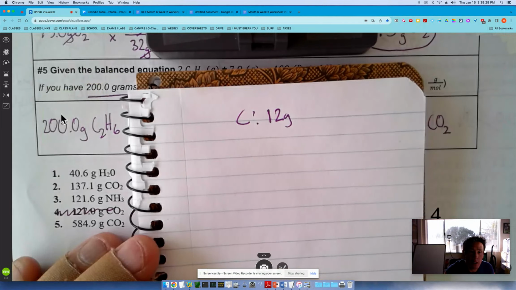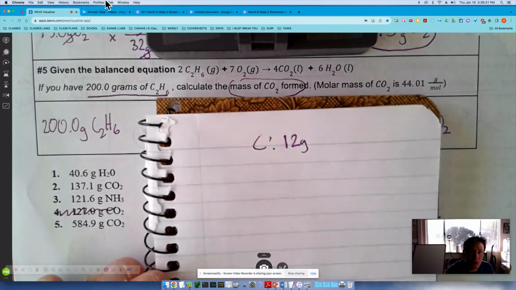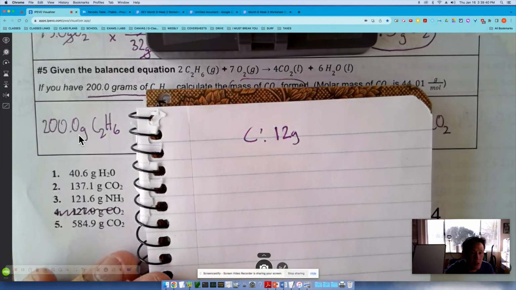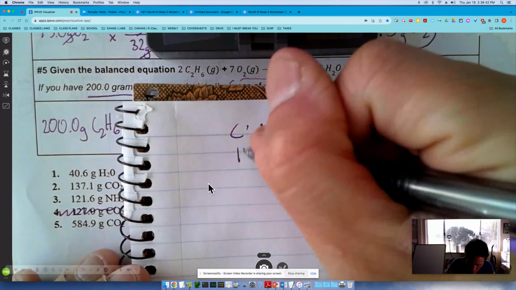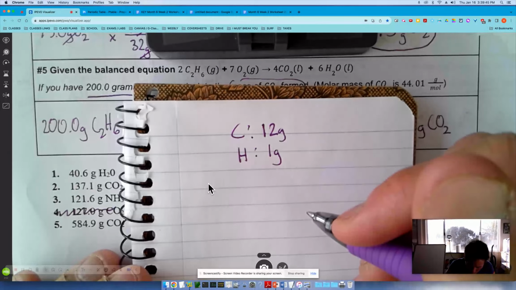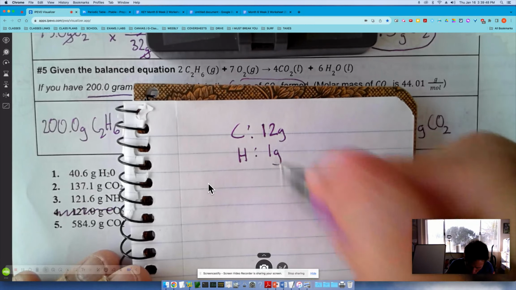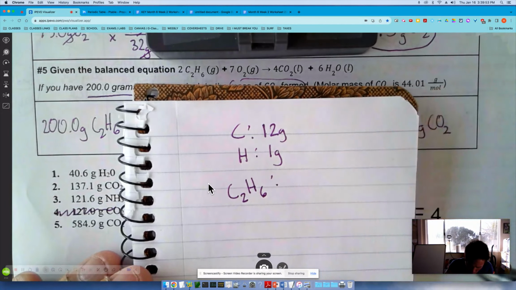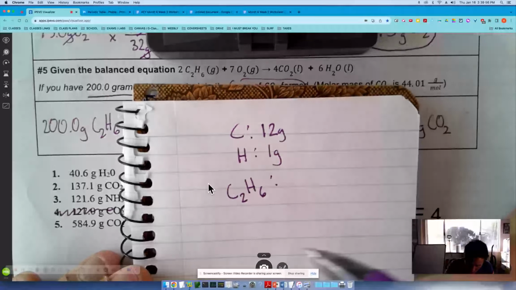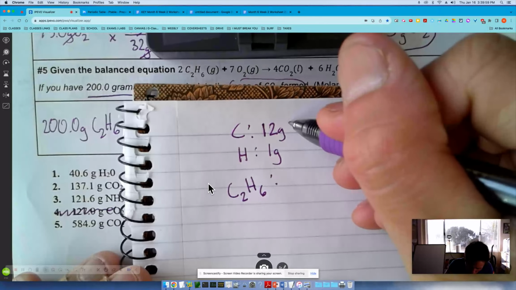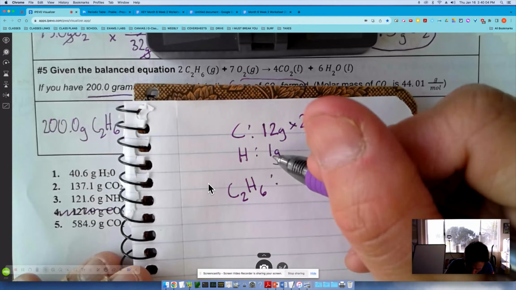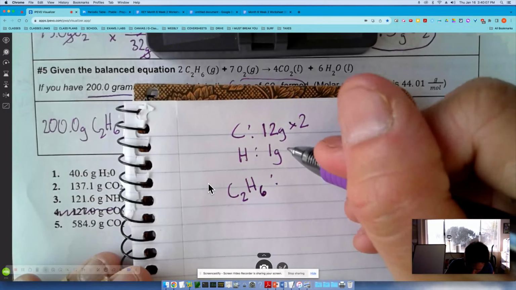The other one I need to look at is hydrogen. Let's hover over hydrogen. Hydrogen is 1.008. I'm going to round that to about 1. So over here, I'm going to write H is 1 gram. Every 1 mole of hydrogen weighs 1 gram. But let's take a look at the chemical formula, C2H6. I'm trying to find the molar mass of C2H6. So I'm going to multiply the C, the 12 grams, by 2, because there are 2 carbons. And the hydrogen, since there are 6 of them, I'm going to multiply that 1 gram by 6.